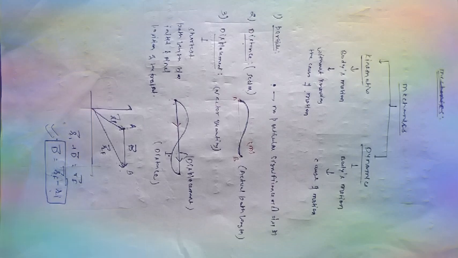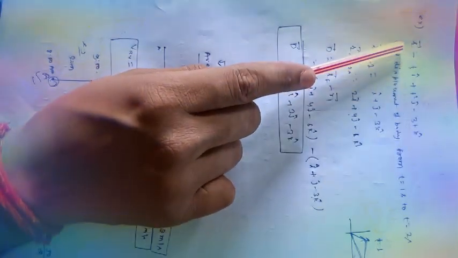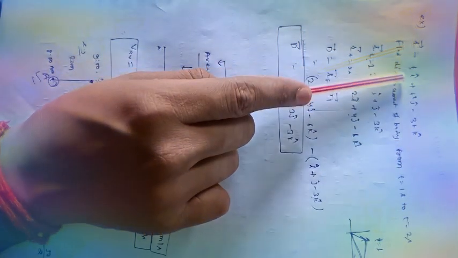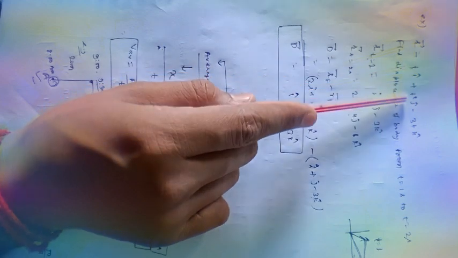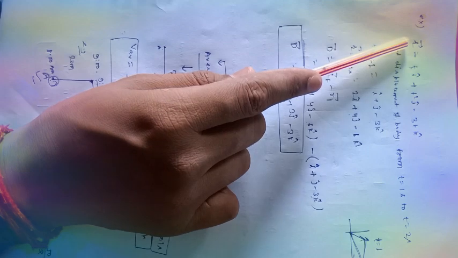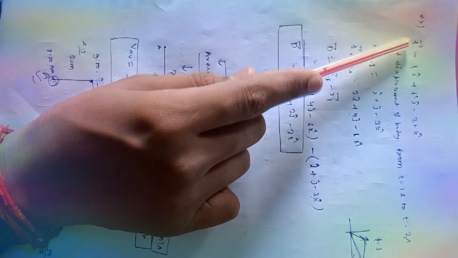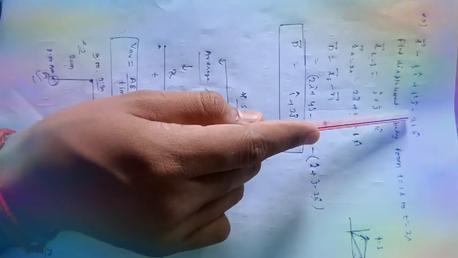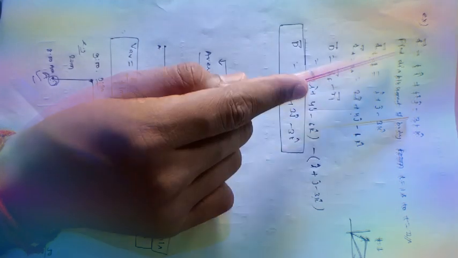Let's see an example. The position vector is given in terms of time: t i cap plus t square j cap minus 3t k cap. It is the position vector, which is a function of time. It means if the time changes, the position changes, so here the body is in motion.